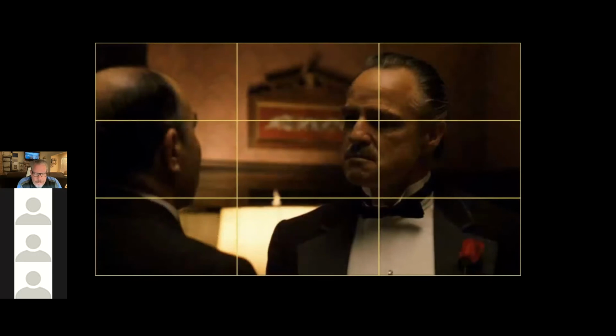This Godfather is just, especially the first one and the second one too, really use the rule of thirds tremendously to sort of bring us into and out of a picture, to sort of tell us this is what you should be looking at, this is what you should be concentrating on.